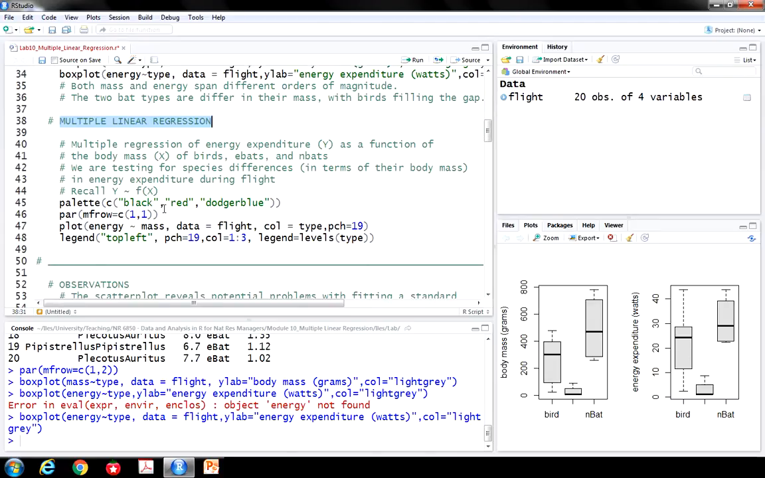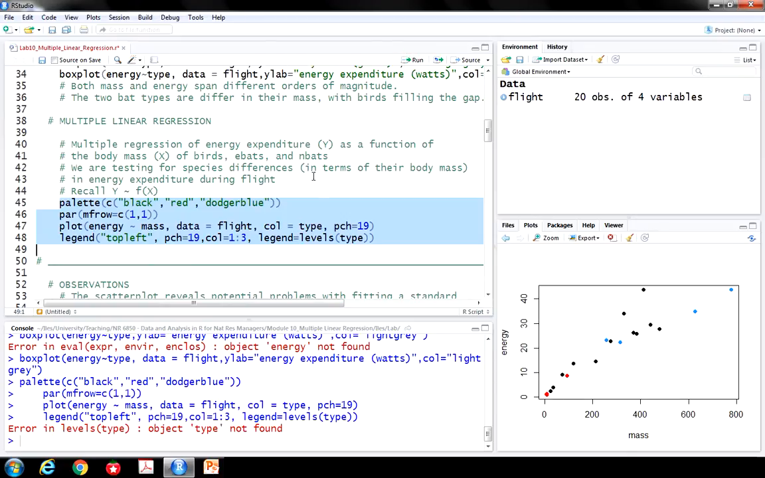But first what I want to do is make a scatter plot of how energy is affected by mass, and I'm actually going to color this scatter plot according to the type of species here. And that's where I specify color is equal to type, which is a factor. And so what this is essentially doing is plotting this data in 3 dimensions. So I'll go ahead and run this. And why did that not work?